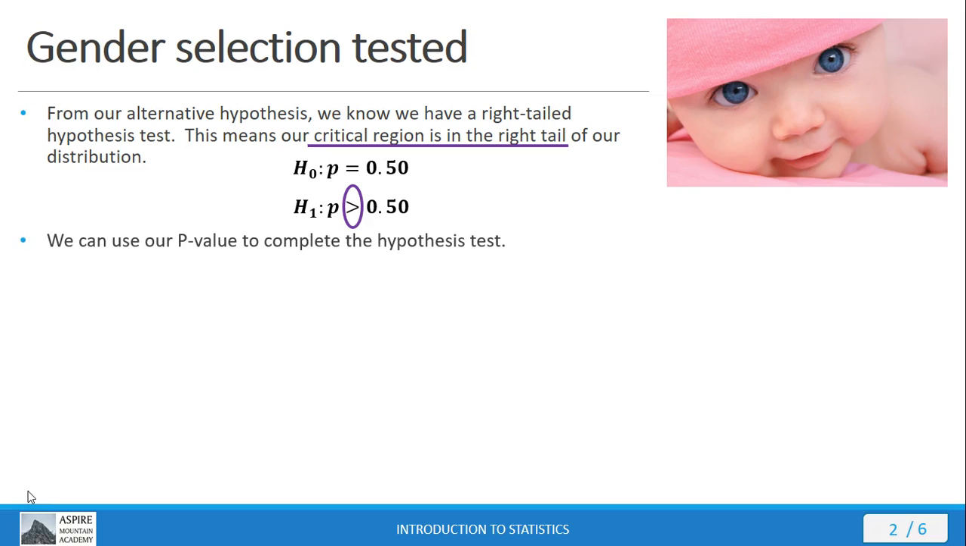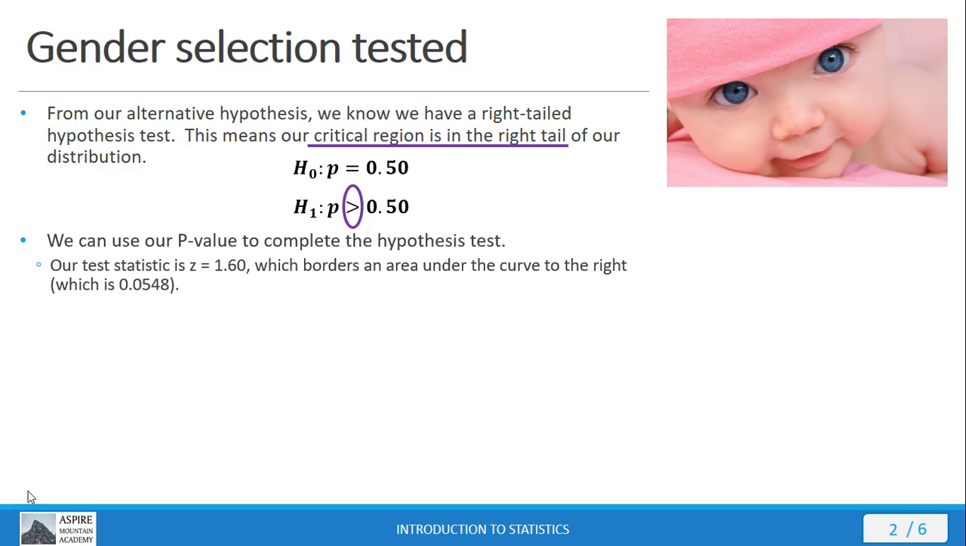Now, let's say we want to use the p-value to complete the hypothesis test. In that case, we have a test statistic which we calculated in an earlier mini lecture, z equals 1.6, and that's going to be the border for the area under the curve that is the p-value. It's the area on the right side of the distribution, the area in that right tail, because we have a right-tailed test. And the value of that area is 0.0548.